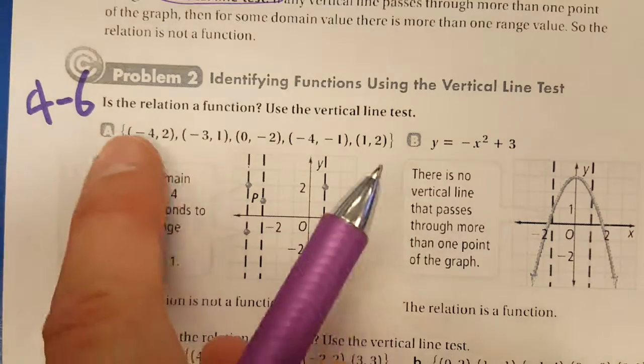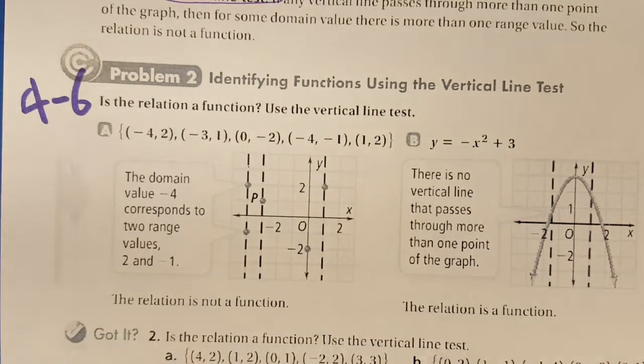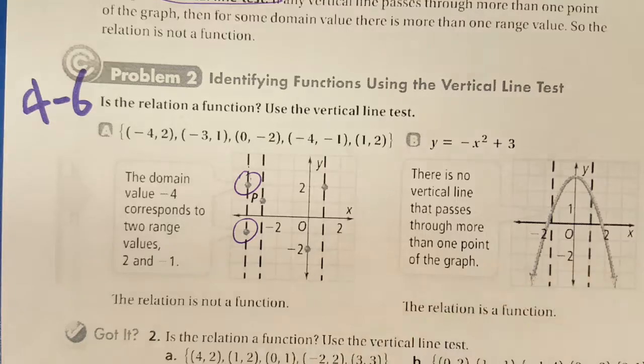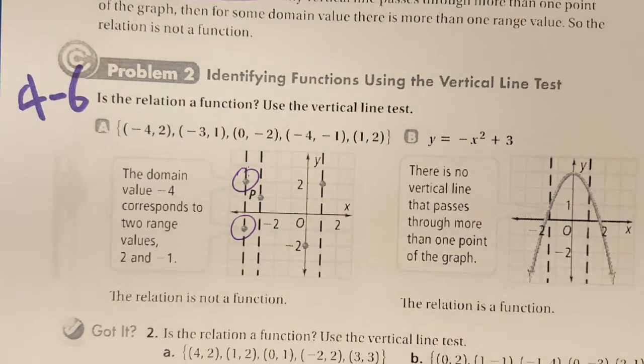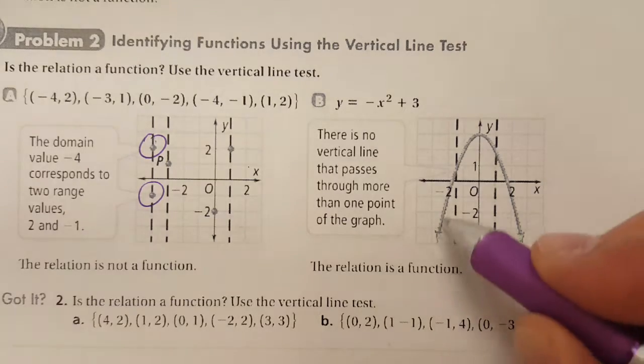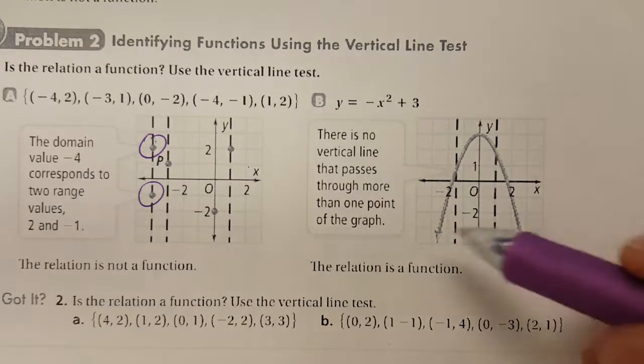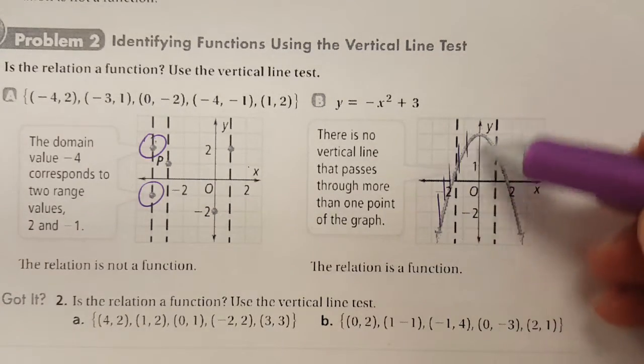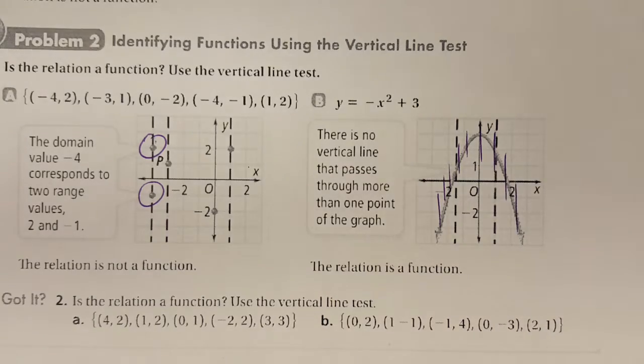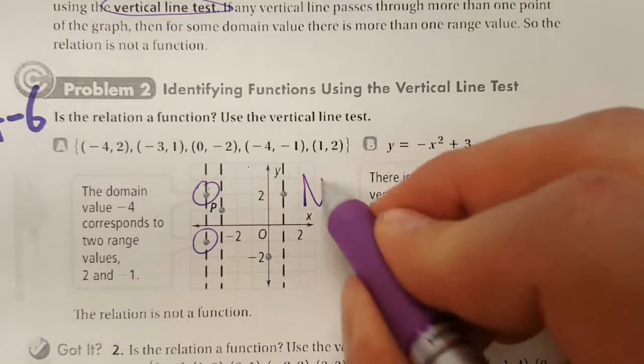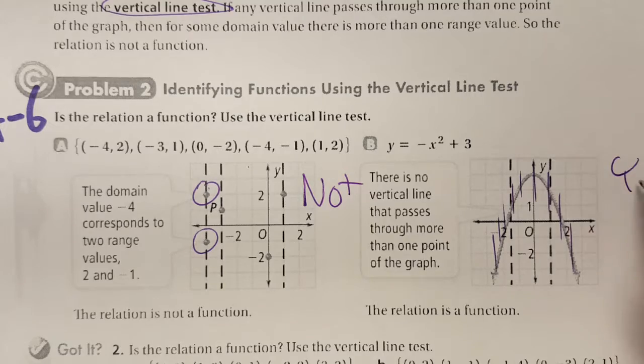So part A right here, they graph all these coordinate points, and right away, boom, you hit 2 points right there. You are not a function, random dots on the graph. But this over here, this looks like one of those quadratic ones that we graphed before. No matter where you are, a vertical line always hits 1 point. So this one is totally a function. So this one is not, this one is.